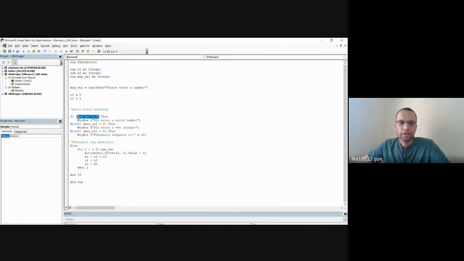So if max val is equal to 0, do something. If max val is negative, do something. If max val is equal to 1, then just output the first value. So my basic error handling happens here. Now, if it's a correct value which a user enters, so maybe 5, 10, 15, whatever, then I go to the sequence generator, which is written in this else condition.